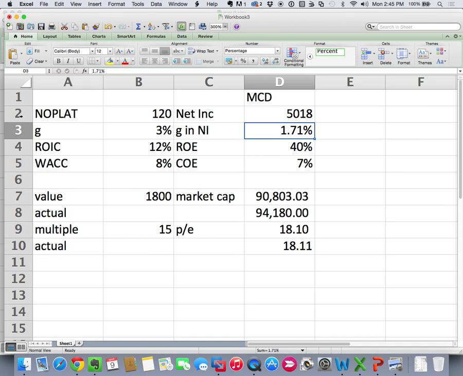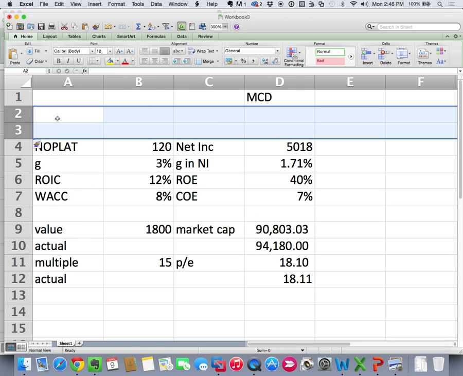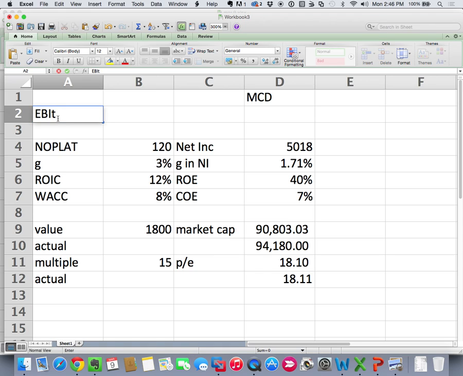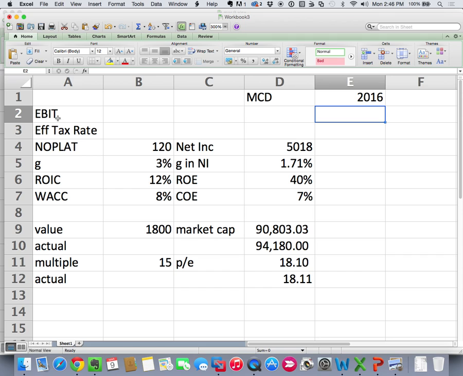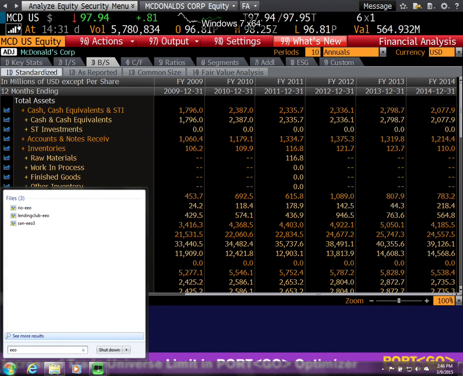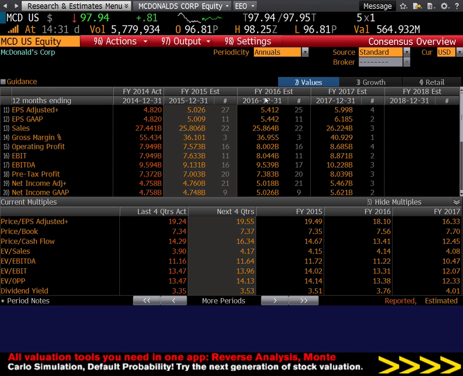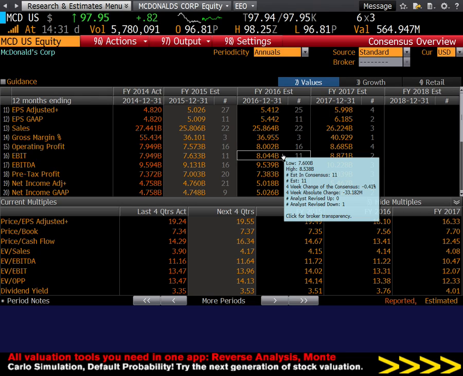How do we get that? Well, we're going to need a couple pieces of information. We need to know their expected EBIT, and we need to know their effective tax rate. So for 2016, the EBIT for McDonald's, right out of Bloomberg, off the EEO screen, is expected to be $8,044,000,000. So 8044.